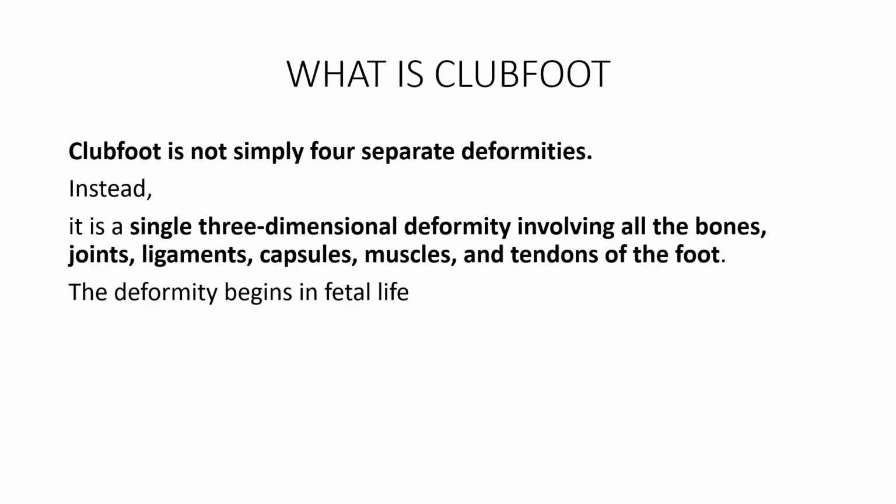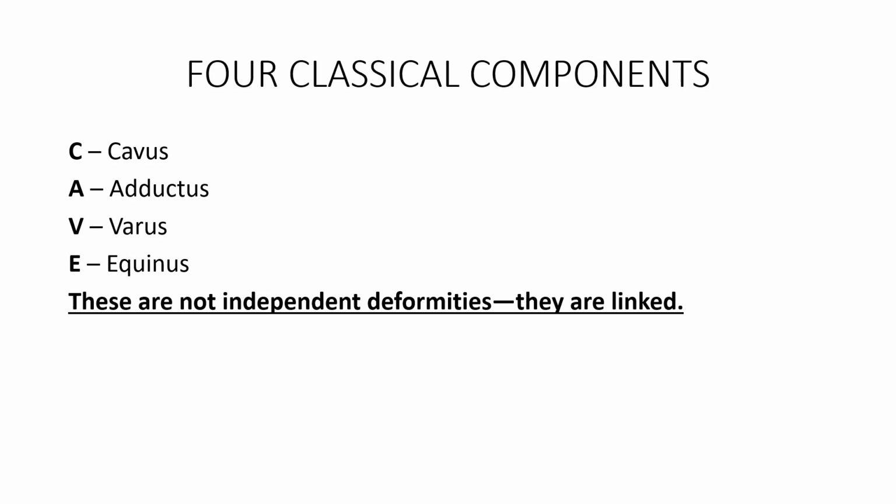The deformity begins in fetal life. That is why it is also called congenital talipes equinovarus. The four classical components of clubfoot you can remember by CAVE: C for cavus, A for adductus, V for varus, and E for equinus. These are not independent deformities, they are linked.